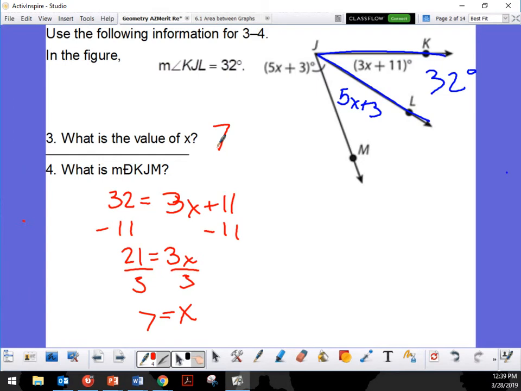Okay, this next one, the symbol came out wrong. It's supposed to be, what is the measure of angle KJM? K to J to M. So, let's take a look. Do I know what this piece here is? Yes. This is 32, right? Do I know what x is? Yes. I know x is 7, right? So what am I going to do with this x? Plug it in right there. So it's going to be 5 times 7 is? 35. Plus 3? 38. 38 degrees.